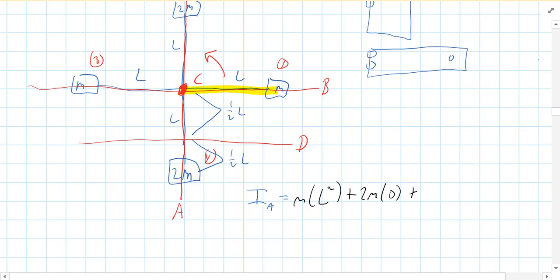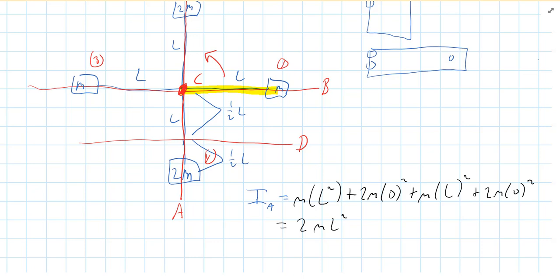And then if I look at mass 3, it's an m, and it is also L away from our A axis. And then number 4 here is on the axis, so it's a 2m, but it's 0 distance. So those are going to be 0. And you simply get, if you add all these up, 2mL squared. So that's an indication of how hard it would be to spin around A. Now we'll do B.